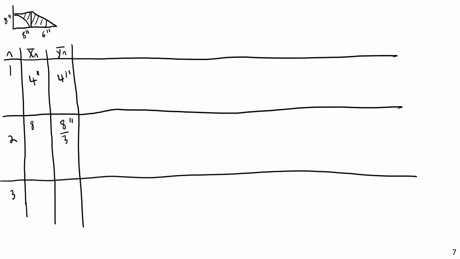So this would be 8 inches plus 6 inches divided by 3. That 8 inches is just to get to the edge of that triangle, and then we have an additional 1/3 of the actual width of the triangle to get to the x coordinate of the centroid of the triangle. And so that would be 8 plus 2 inches, or simply 10 inches for the x bar of the triangle.